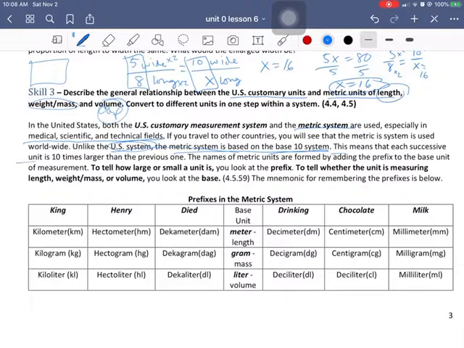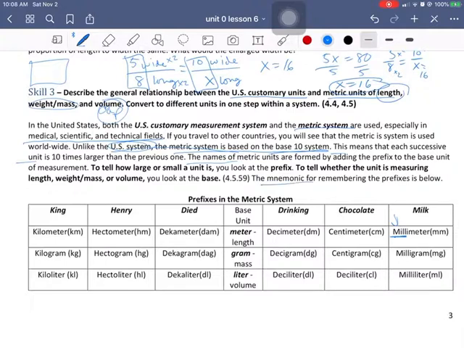And this means that each successive unit is 10 times larger than the previous one, okay? So they go in a row by their size, okay? The names of the metric units are formed by adding a prefix to the base unit. So if we're talking meters, we're talking decameters, hectometers, decimeters, millimeters is the most common one you hear, but the base unit is meter, and the prefix in front of the base word is telling you bigger or smaller, how many, that kind of thing, okay? So the prefix is what you're looking at to figure out what you're doing.